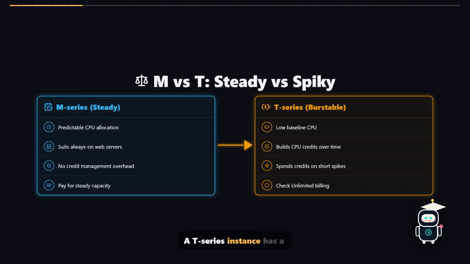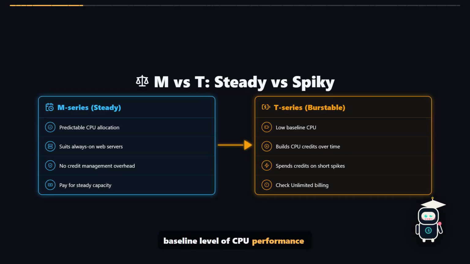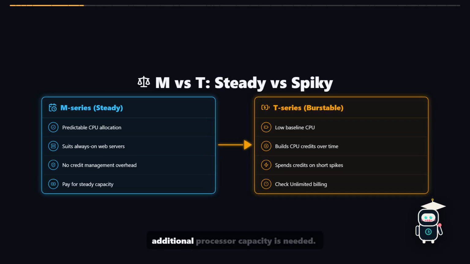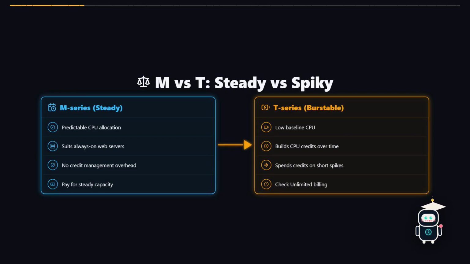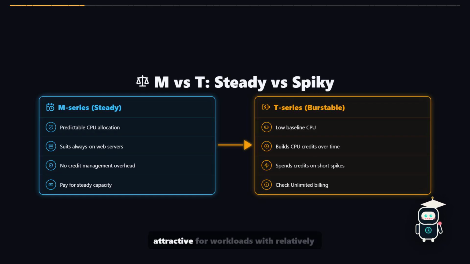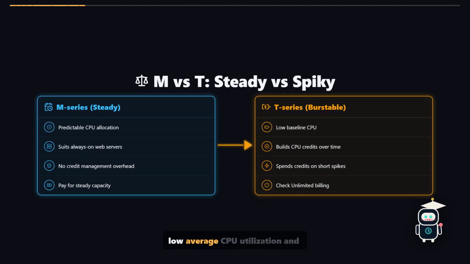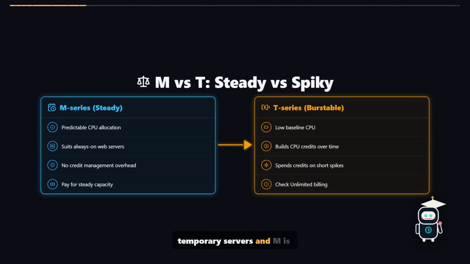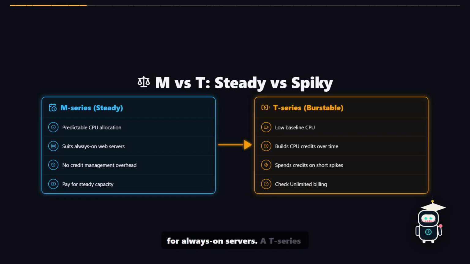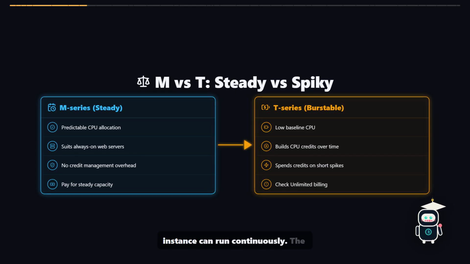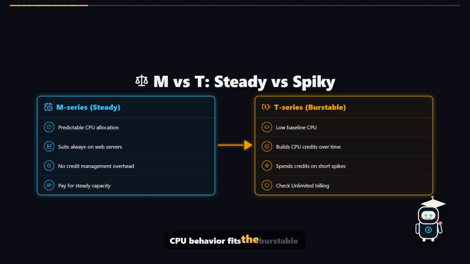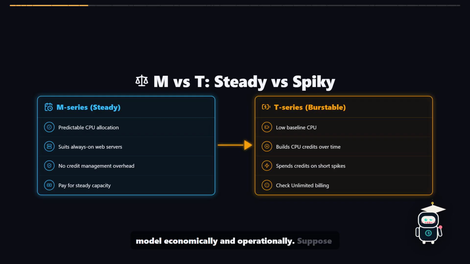A T-series instance has a baseline level of CPU performance and uses CPU credits to burst above that baseline when additional processor capacity is needed. That can make T instances attractive for workloads with relatively low average CPU utilization and occasional bursts. But don't interpret that as T is for temporary servers and M is for always-on servers. A T-series instance can run continuously. The question is whether the application's CPU behavior fits the burstable model economically and operationally.